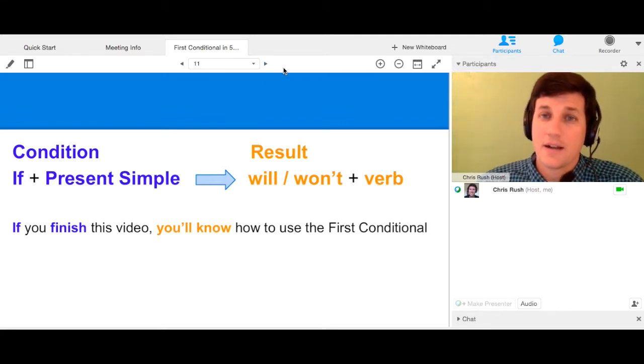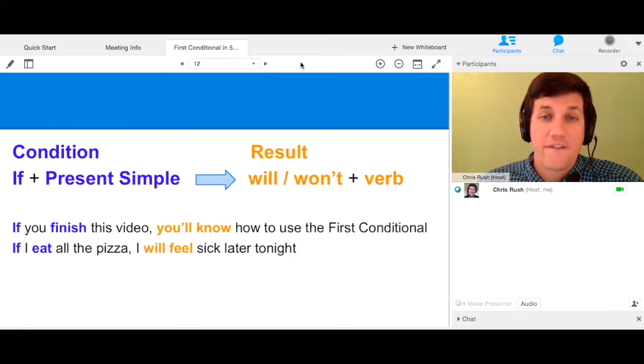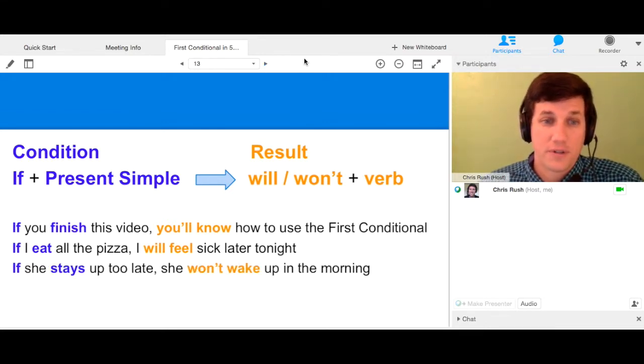So let's take a couple of other examples using this same form. If I eat all the pizza, I will feel sick later tonight. Let's look at another one. Here we have a third person. If she stays up too late, she won't wake up in the morning. Here again we're seeing if plus present simple, will or won't plus verb.